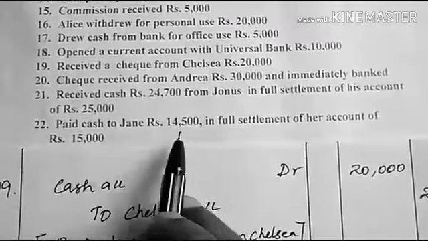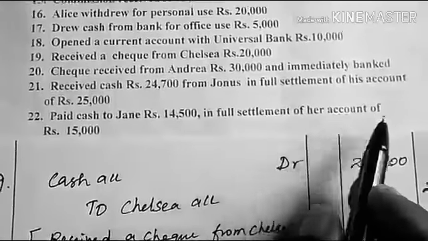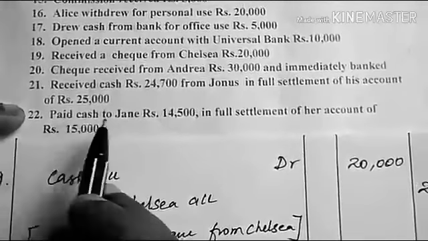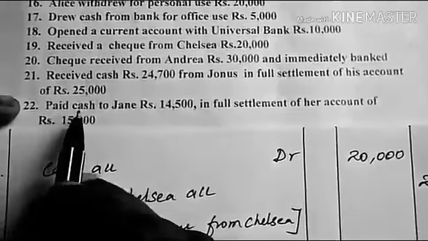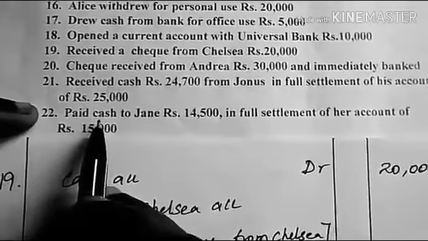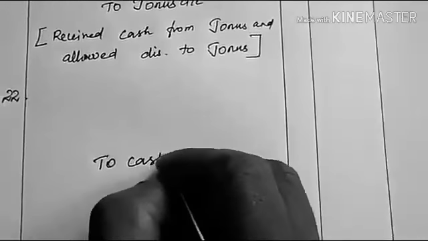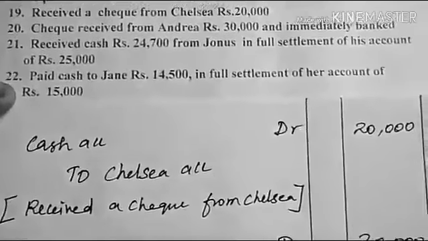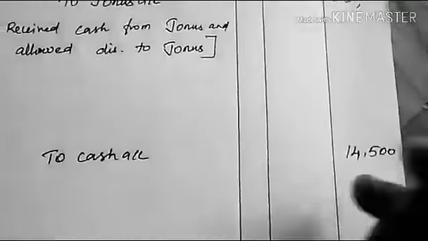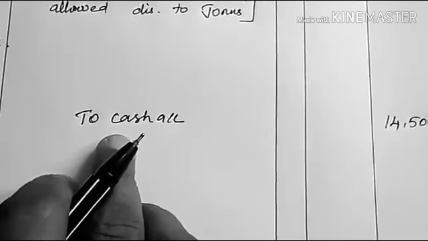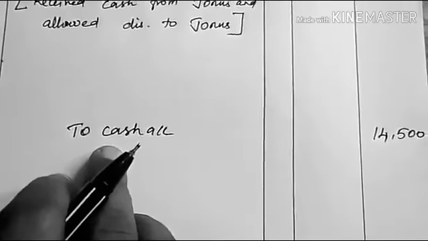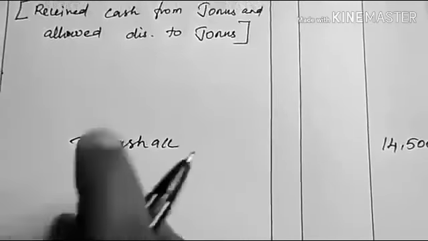Paid cash to Jane 14,500 in full settlement of her account of rupees 15,000. In this transaction, you have paid cash to Jane. When you pay cash, what goes out? Cash goes out. So real account rule is debit what comes in, credit what goes out. Just credit cash account to cash account. So how much amount have you paid? 14,500. So credit 14,500. To whom have you paid? Paid cash to Jane. So is Jane a receiver or giver? Receiver. So Jane is a personal account. Personal account rule is debit the receiver. Just debit.